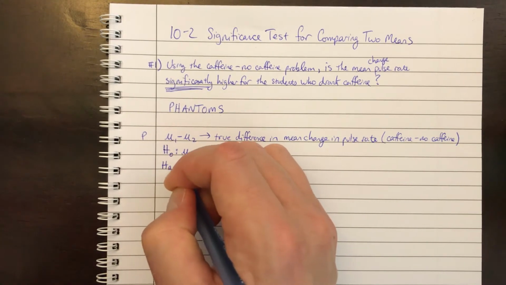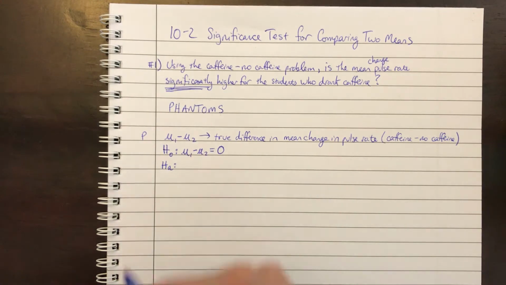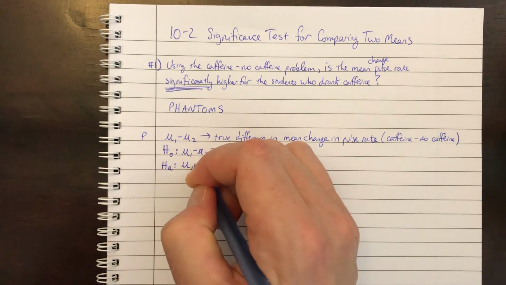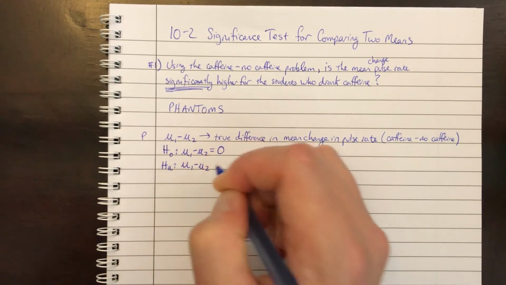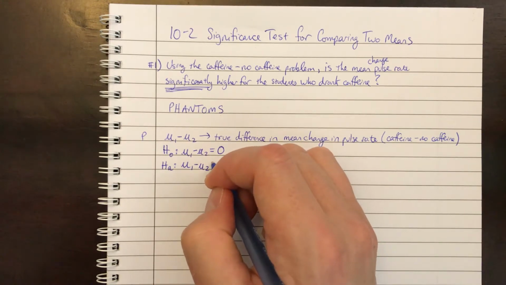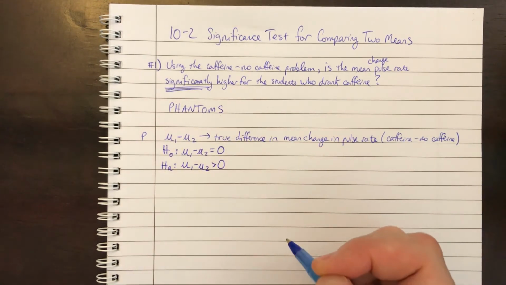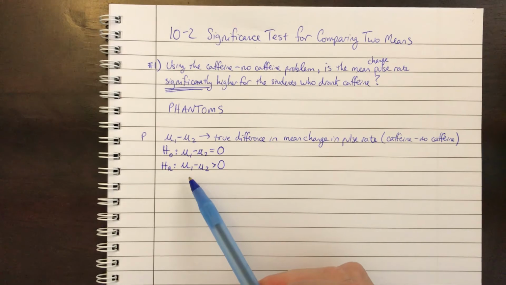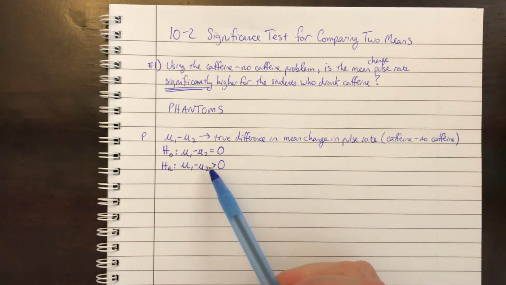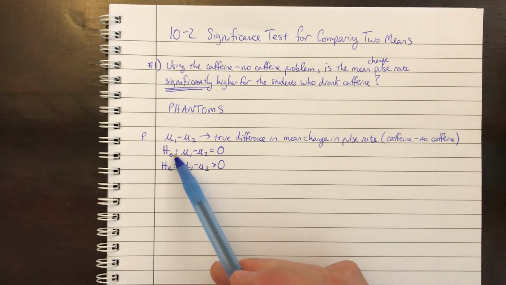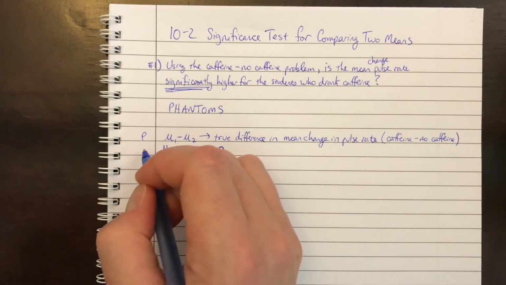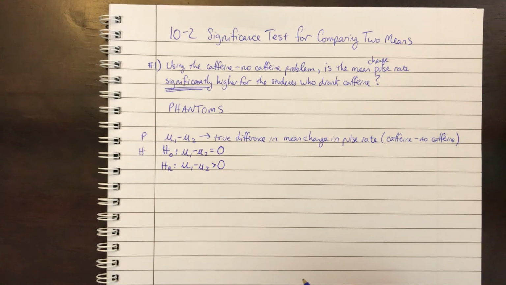But what we suspect, our alternative hypothesis, is that the true difference in the mean change in pulse rates is going to be greater than 0. In other words, we think that the true mean change in pulse rates for the caffeine drinkers is higher than the true mean change in pulse rates for those who did not drink caffeine. So there's our null hypothesis, there's our alternative hypothesis.